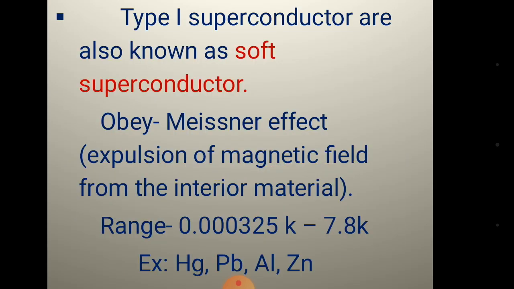This type of superconductor is also named a soft superconductor, due to the loss of superconductivity. Type 1 superconductors obey the Meissner effect, that is, expulsion of the magnetic field, completely. These superconductors work at very low temperature. Examples of type 1 superconductors are zinc, mercury, aluminium and lead.